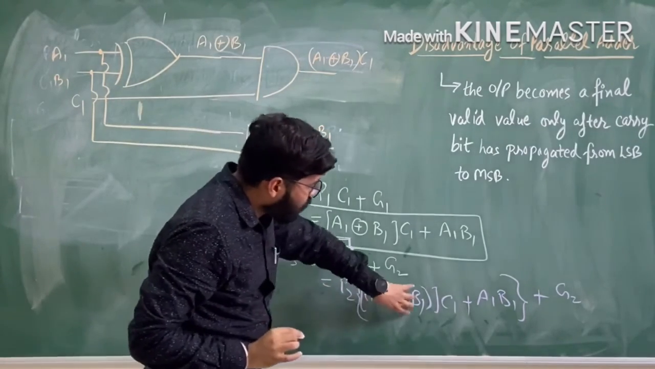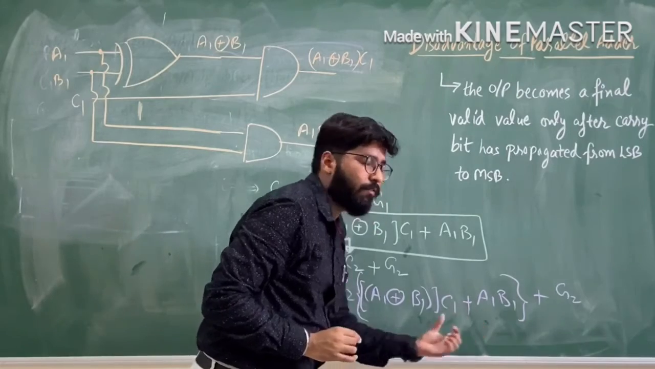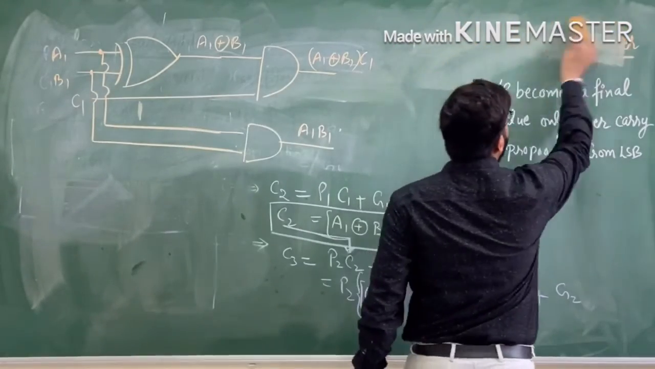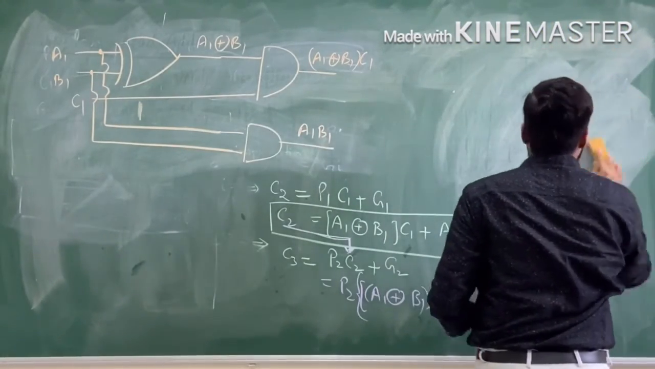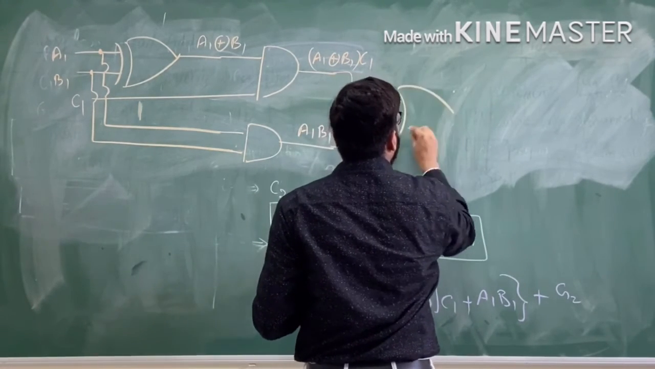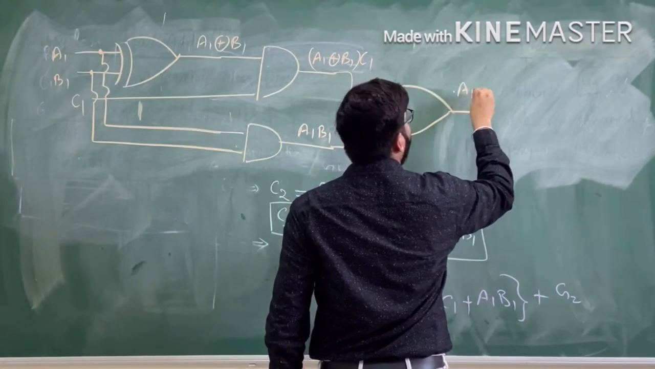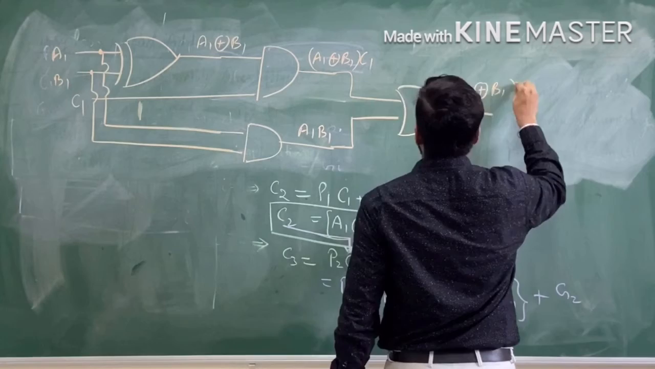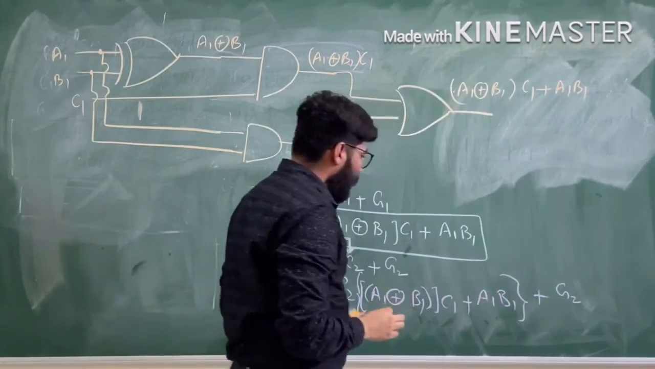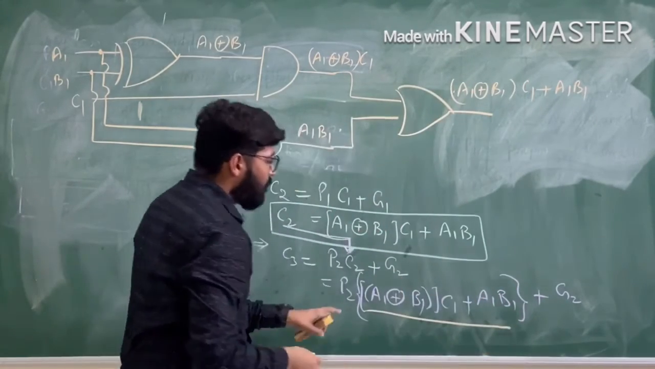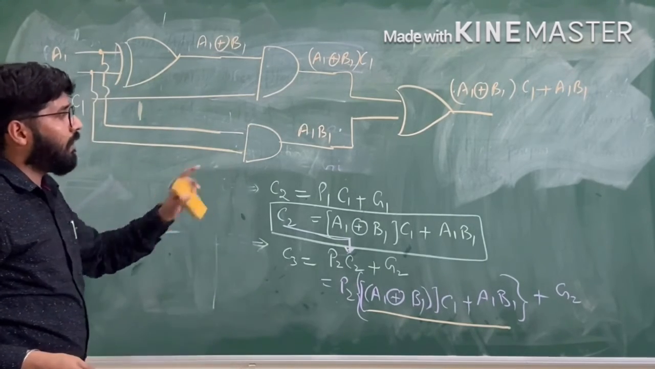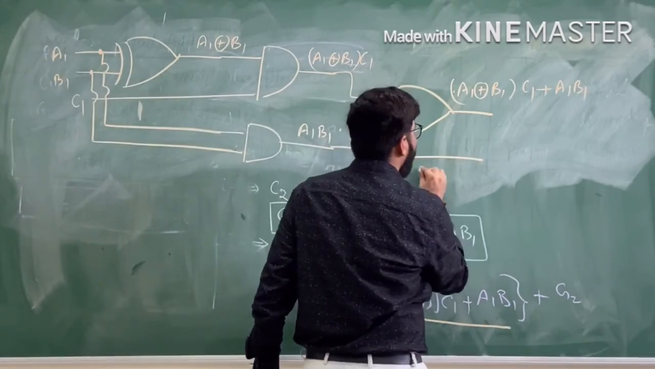Now this whole term is in addition form, so you have to apply an OR gate. This is the OR gate. You can get A1 XOR B1 multiplied with C1 plus A1 B1. Is it clear? You will get this. Now this whole term is multiplied with P2. P2 means A2 XOR B2, so you take A2 and B2 from here. Suppose we can say P2 comes from here.